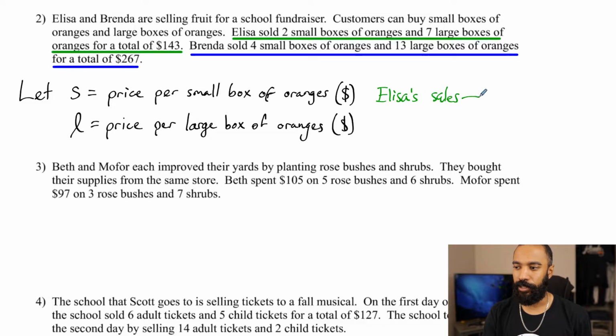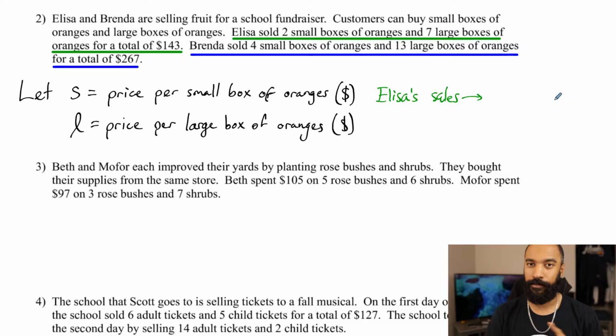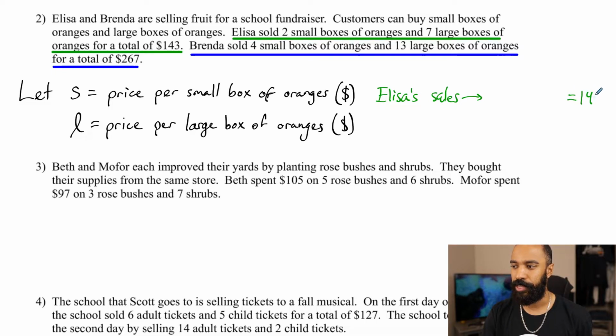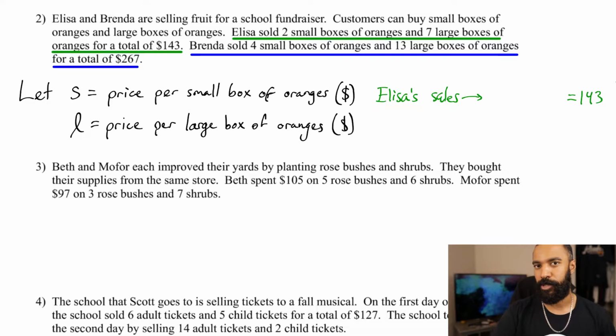Now, Elisa's sales has everything to do with money, money, money. Everything here is about money. And by the way, everything combines to $143. I already know that this equation is all about when I sell this amount of boxes for this much money, I'm going to make $143. I know this all equals 143 in the end.